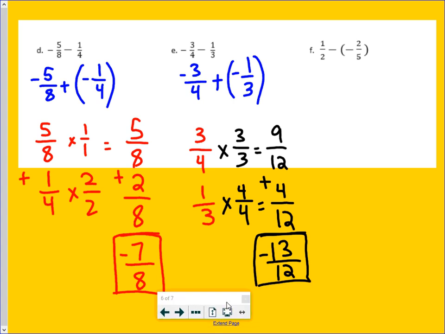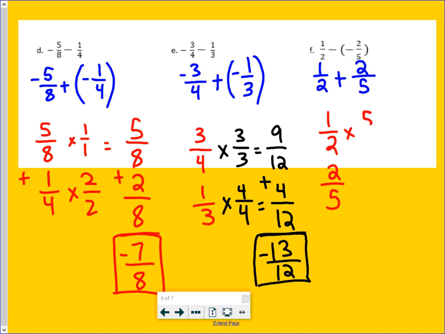Let's look at F. So let's rewrite this to be an addition problem. So we have 1/2. We're going to change it to an addition sign, and we're going to take the opposite. So we're adding the opposite. So instead of negative 2/5, it's a positive 2/5. Now we need a common denominator. We're just adding these now. Common denominator. So we got 1/2, 2/5. The common denominator is 10.